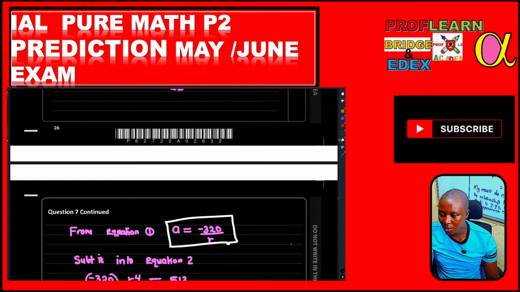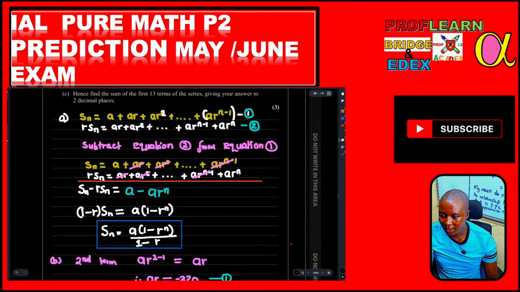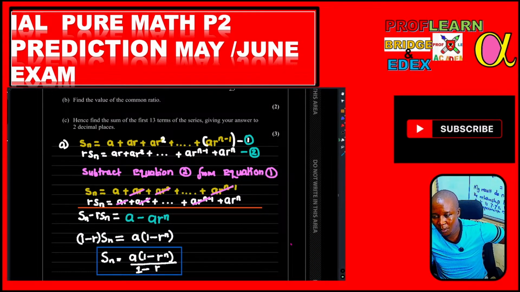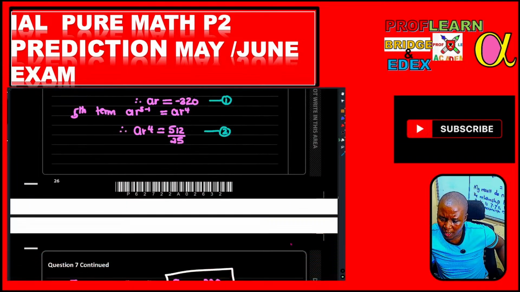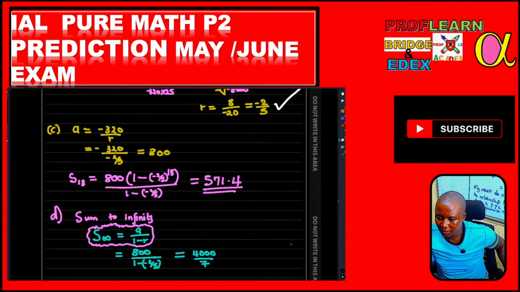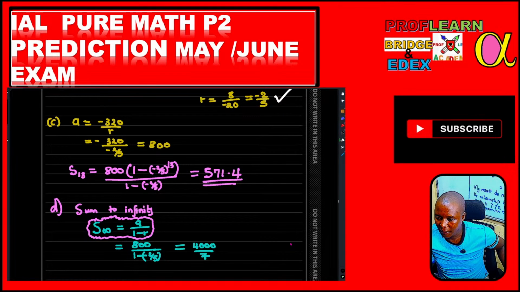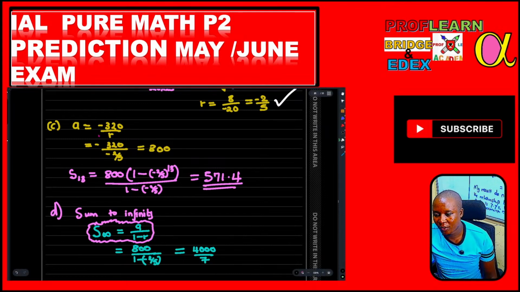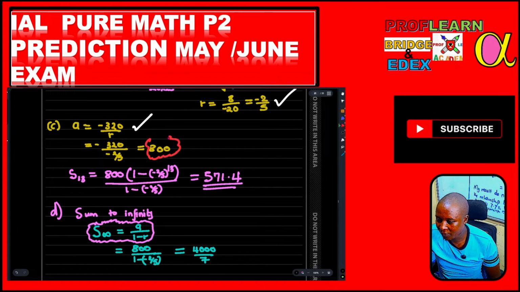Next, we were supposed to find the sum of the first 13 terms of the series, giving your answer correct to 2 decimal places. So we are going to use the formula. Before we use the formula, we need to work out the value of a, since we know the common ratio, and this was the first equation that we had expressed in terms of a. We get the first term as 800.